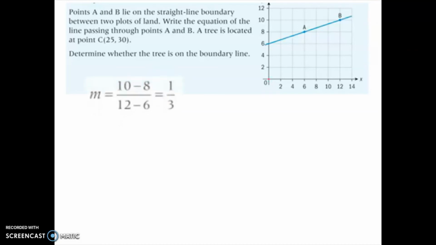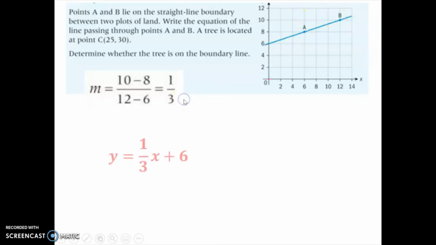Let's try. Okay, so here's our slope first of all. Between these 2 points, we have a slope of 1/3 using the slope formula. But of course, we could also check on here. Rise 1, run 3. All right, that's our slope. Now, this is our equation. This is our slope. Here's our y-intercept. Clearly on this graph, we can see a y-intercept of 6.